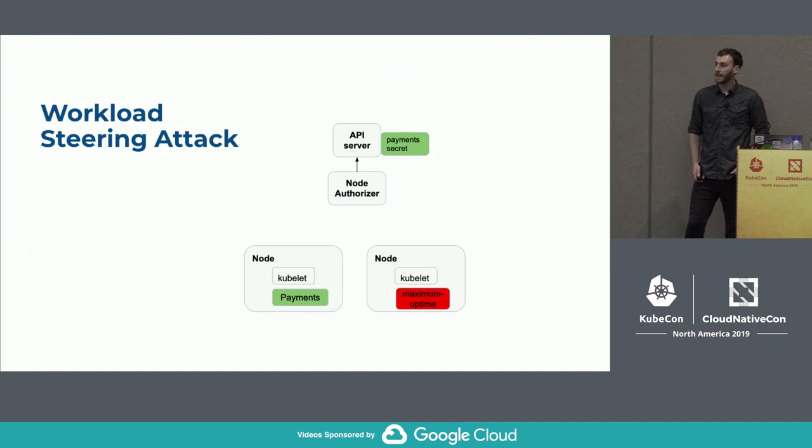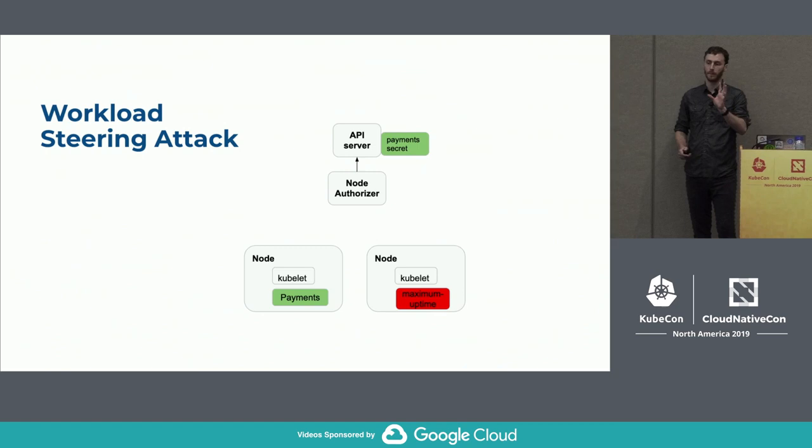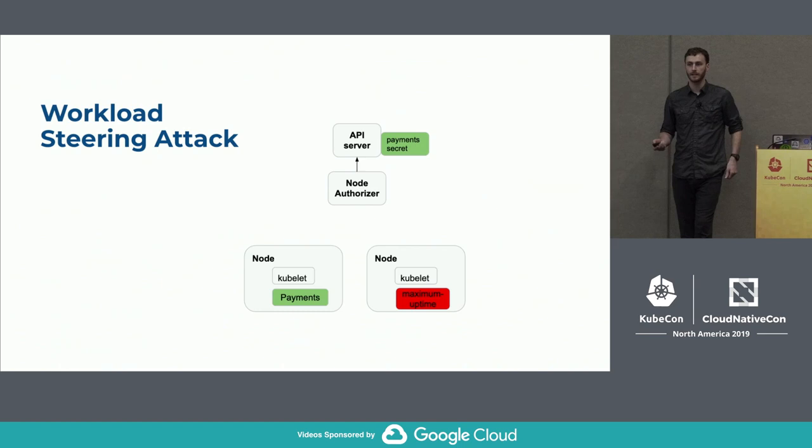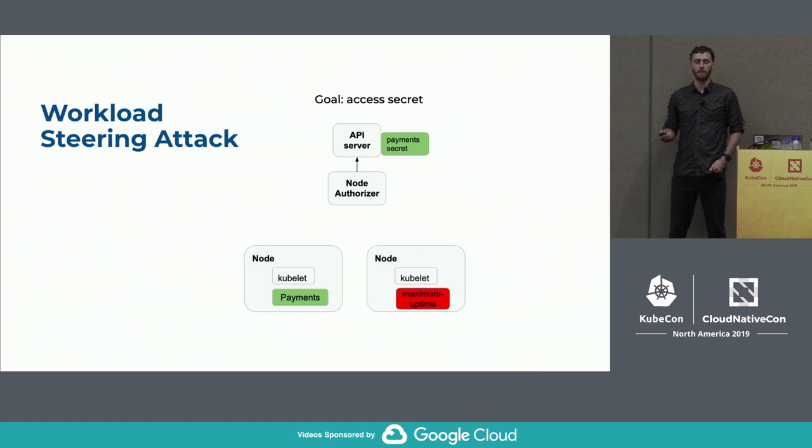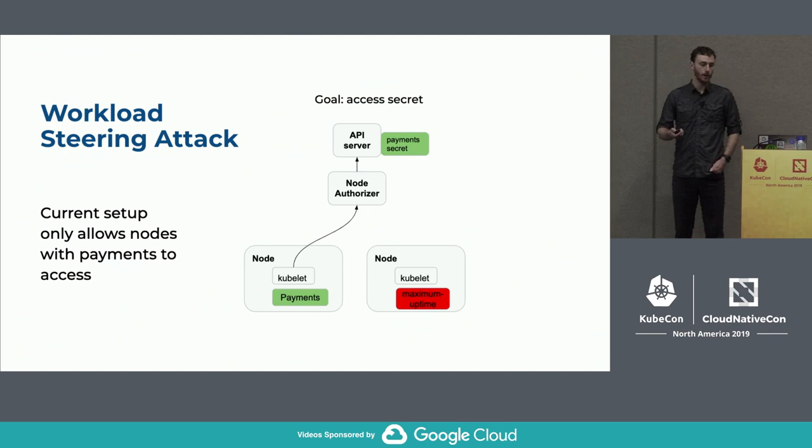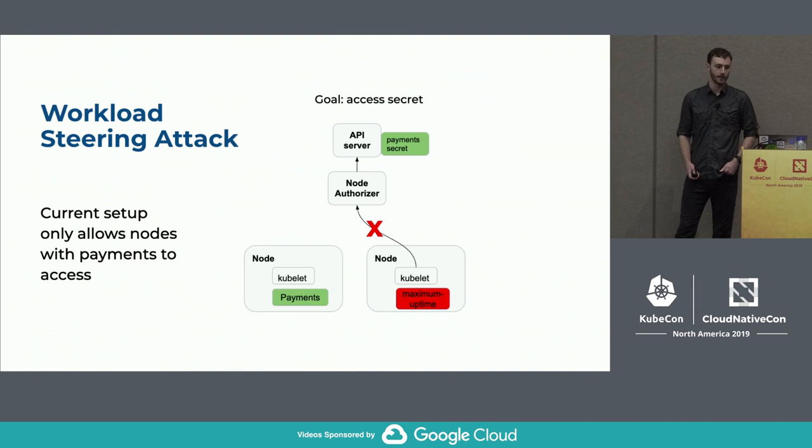Our payments pod is on a separate node from our maximum uptime node, which is what got compromised. So the attacker has access to the node on the right. The goal of this attack is going to be to get access to the payments secret. The payments node can access that payments secret. It has to be able to because it's referenced by the payments pod. But the compromised node can't get access to it because the node authorizer blocks it.